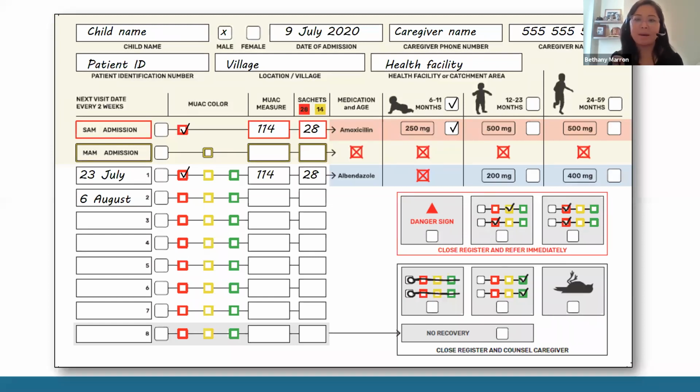So you'll see that the CHW has selected that the child has a red MUAC. In this case and in the other case, we've written the numeric measurement, although again, we understand that this might not be possible due to either literacy or numeracy, or also due to there being too much social distance to accurately read the numeric measurement. We've indicated how many sachets the child was given. So 28 sachets, because it's 2 sachets of RUTF per day for the red MUAC or the SAM child, as well as the routine medication that we gave based on age.